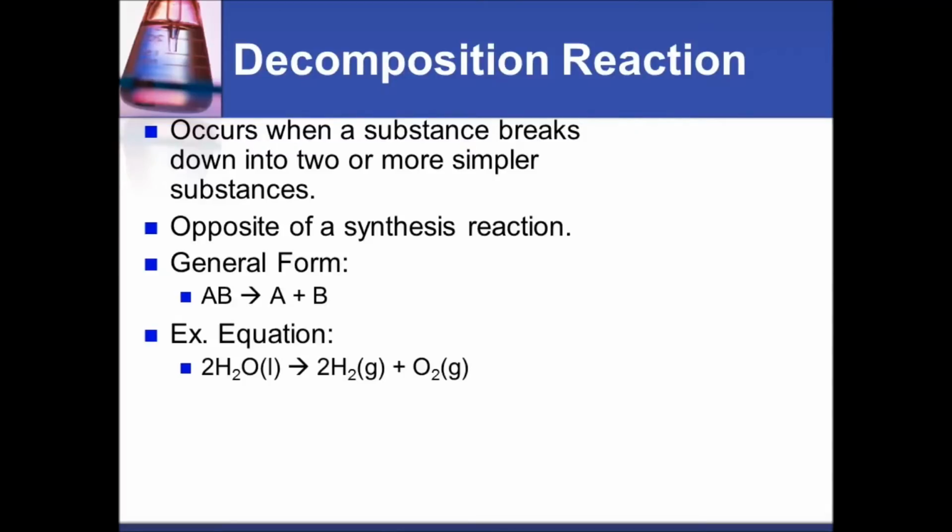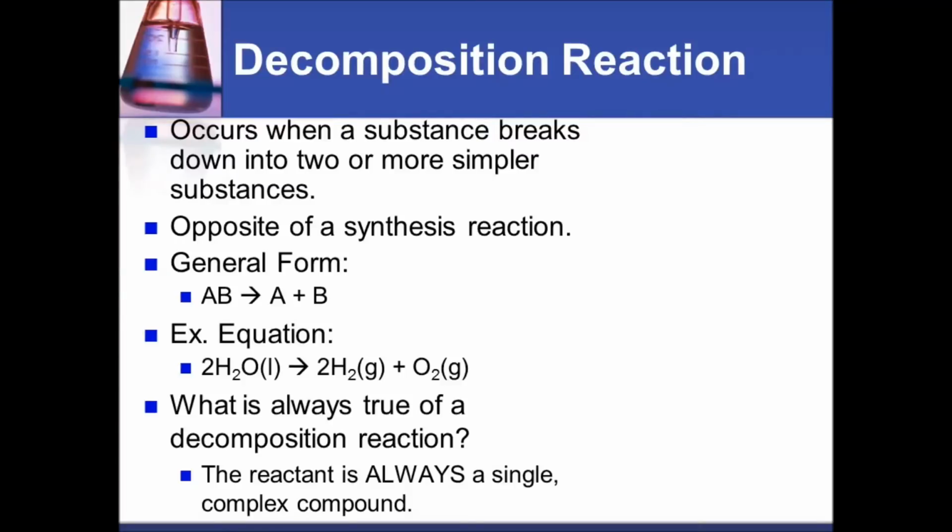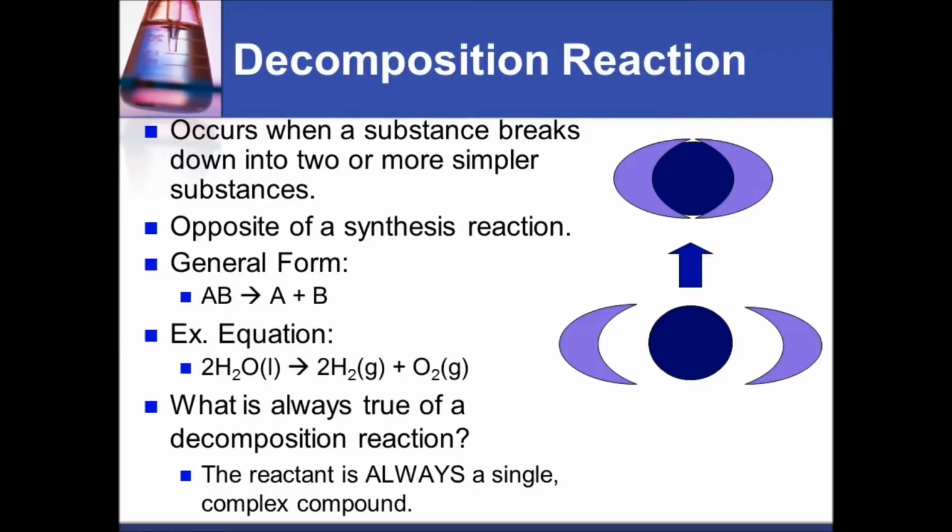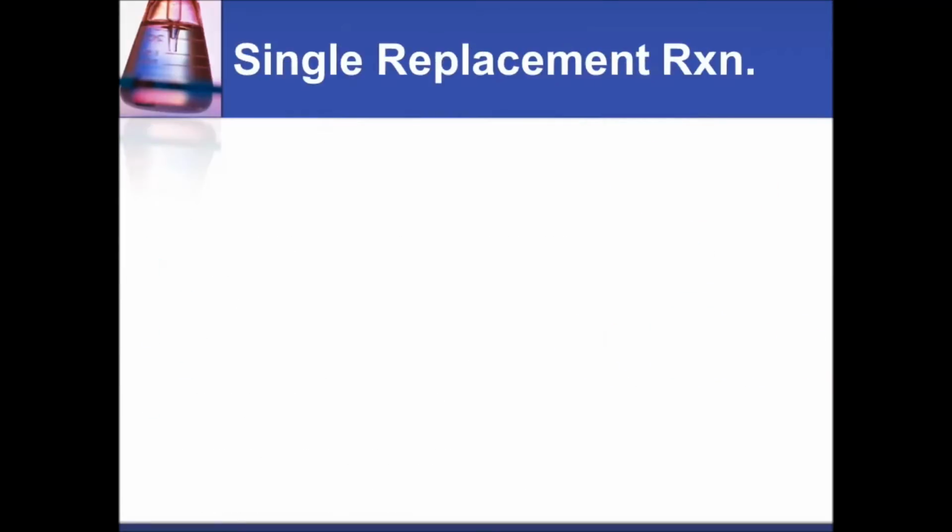Here's an example of an equation. So you have water, and it would break down into the two parts that water is made out of, right? Hydrogen gas and oxygen gas. So what's always true of a decomposition reaction? Well, the reactant is always one single compound. Or, in other words, you'll have one single thing on the left side. Here's a visual representation. So you start with one thing, and then it's going to break down into more than one thing.